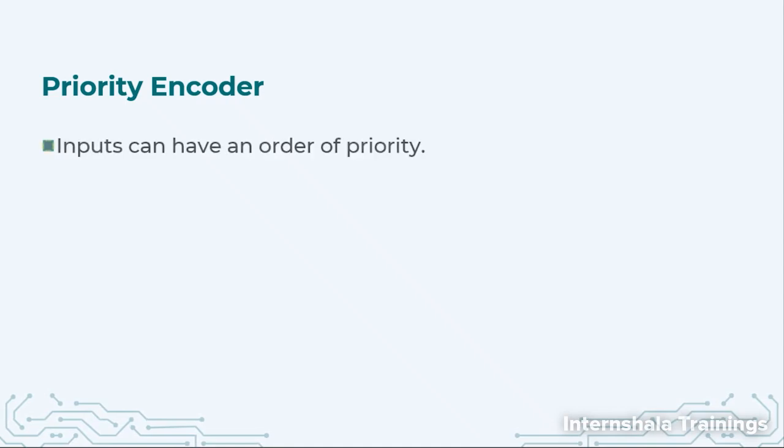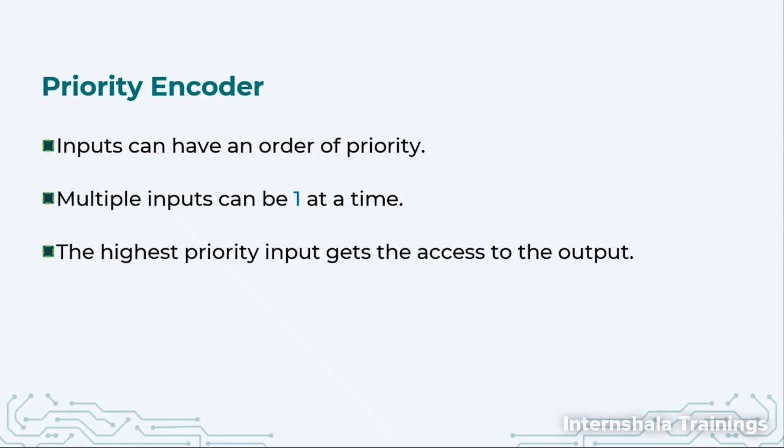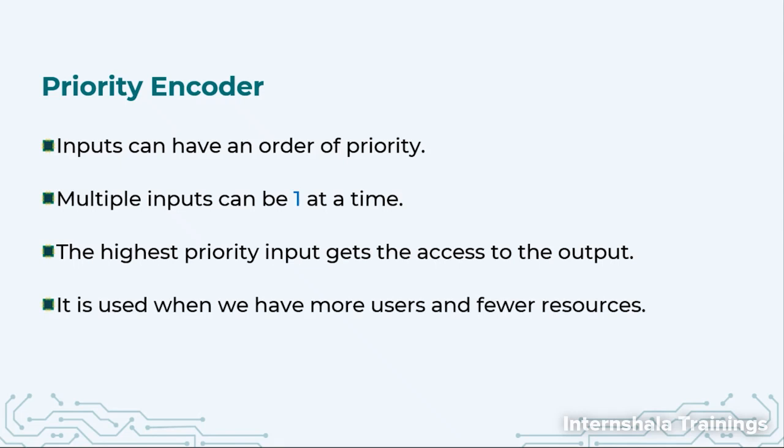Now we talk about the priority encoder. Here we have some inputs and they have a priority. What do we mean by that? That multiple inputs can be one at a time. Now we are not restricting that only one input can be one at a time. But we fix the priority and we say the highest priority item or the highest priority person is going to have the access. This is quite useful when we have fewer resources and more users.